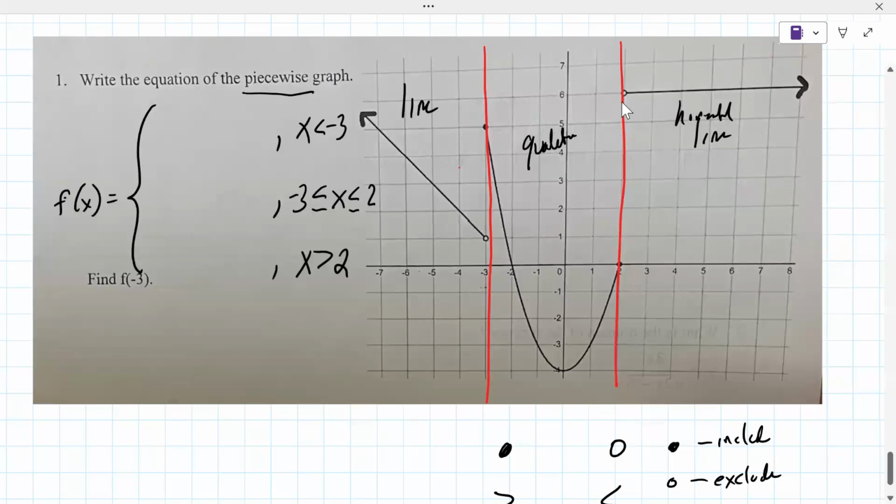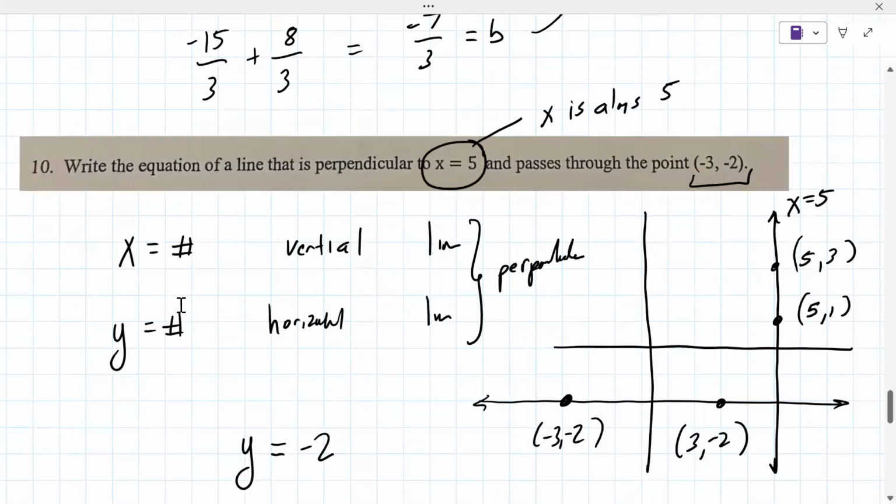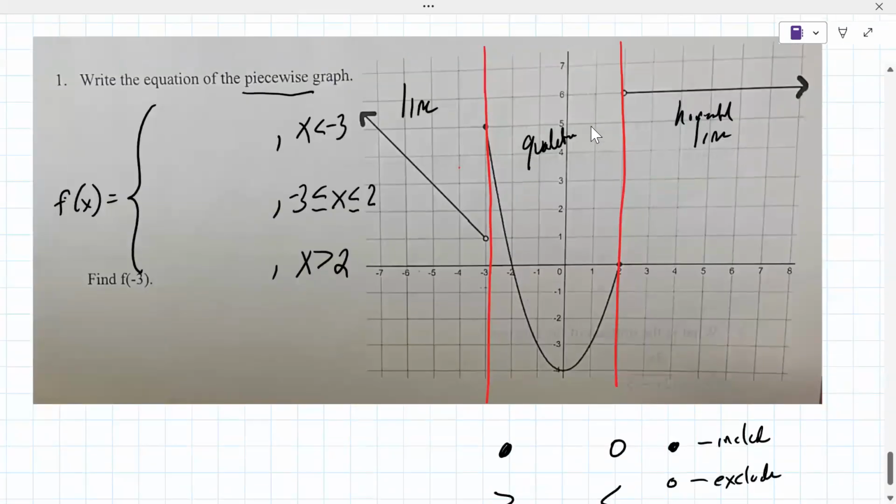The horizontal line. Do you remember this from the previous problem? What is the equation of a horizontal line? Scroll up if needed. Horizontal lines are always of the form y equals a number. What is the y value on this line here? 6. You don't write y equals 6, because f of x is the y. So it's just the 6.